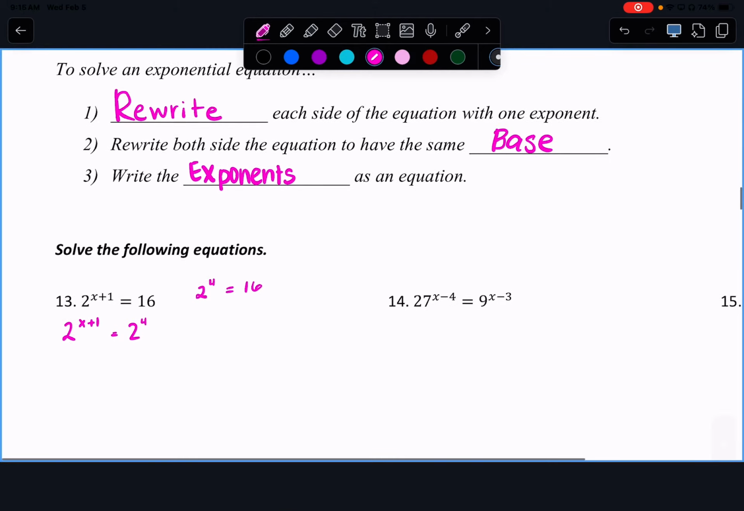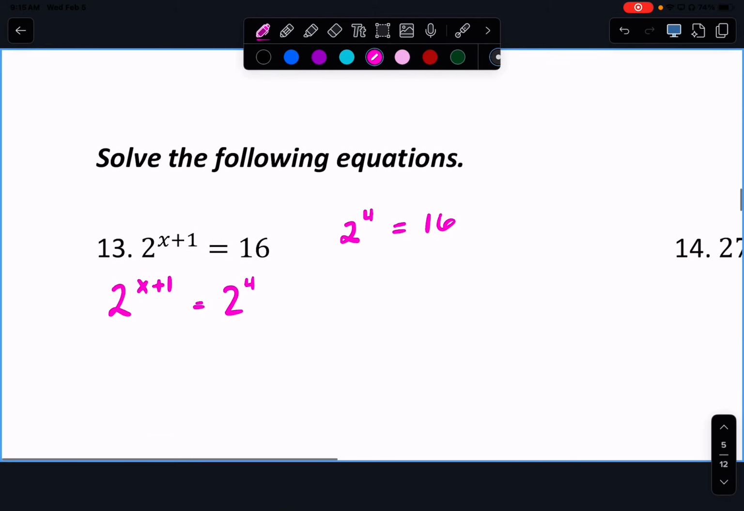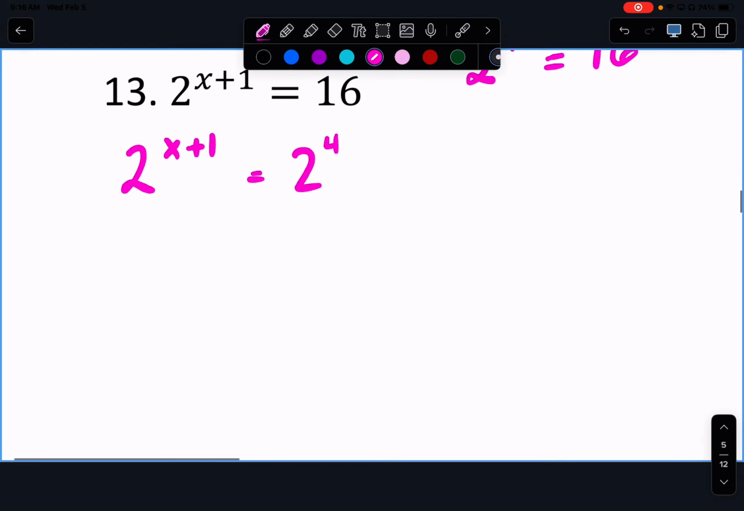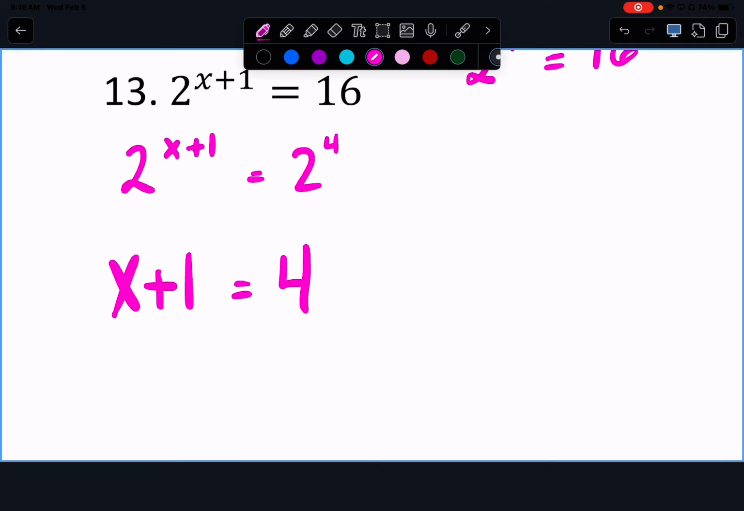There it goes. All right. And so now our bases are the same. So since our bases are the same, what can I do now? I'm going to take my exponents and rewrite them as just an equation by themselves. Okay? So can I solve that? How do I solve that? Subtract 1, subtract 1. So x equals? 3. Perfect. That's our answer.